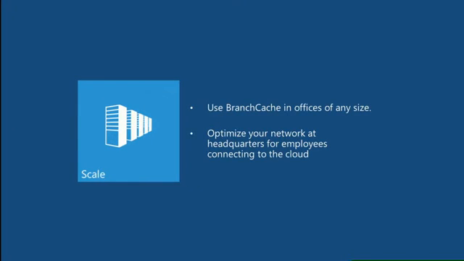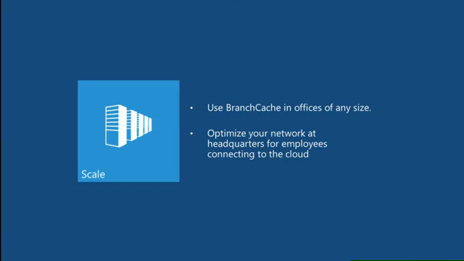Now, with Windows 7 and Server 2008 R2, we said you can only use BranchCache in an office of 100 people or less, no matter what mode you were running in. We've broken that, or we've changed that now. And the reason why we've changed this is because in 7 and R2, what we were really thinking about was branch offices connecting to headquarters.